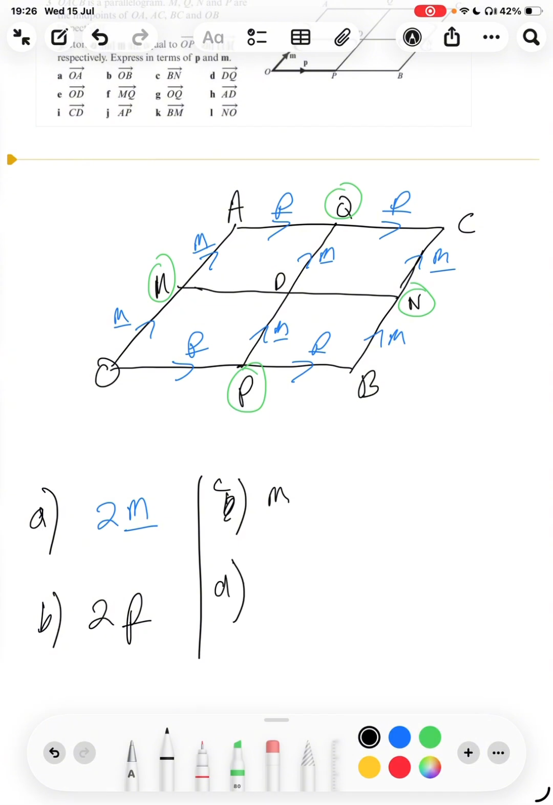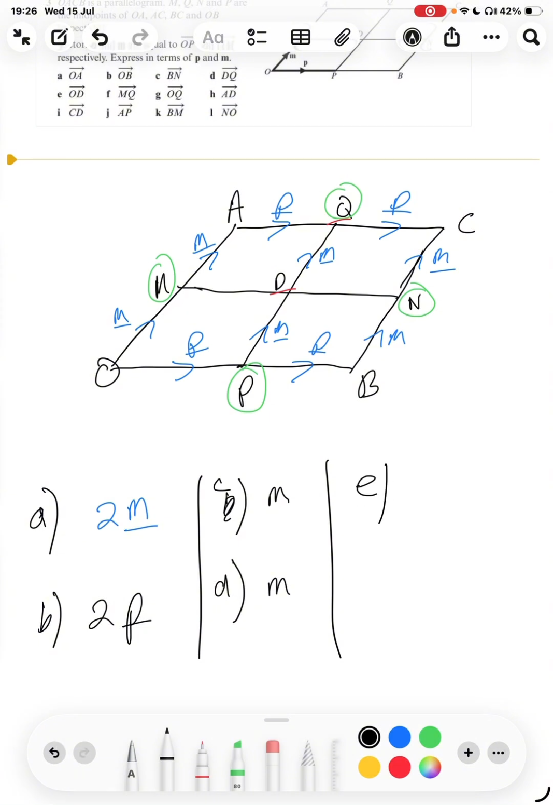Okay, D to Q. All right, so let me highlight where D is. Here's our D to Q, which we've already said is M. So from just filling in that information, we're going to get a lot of these.